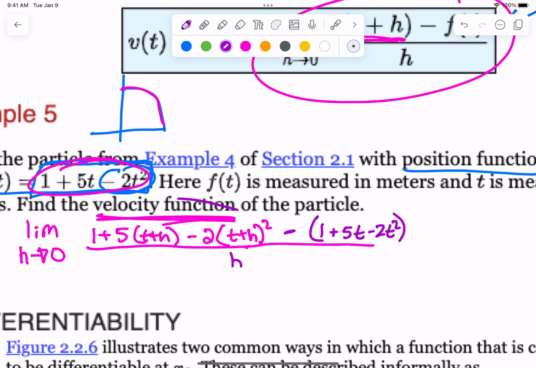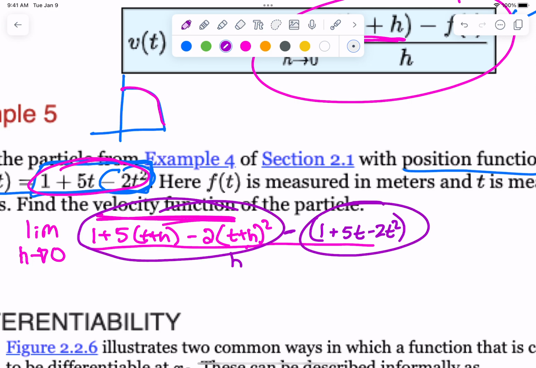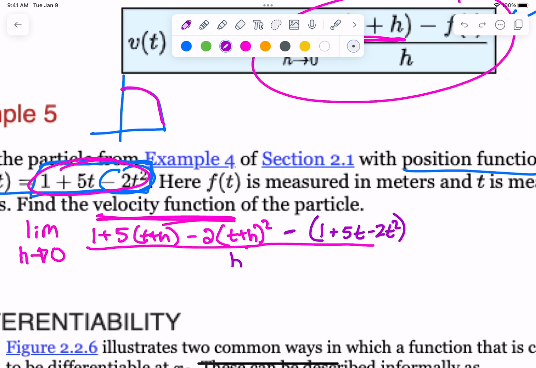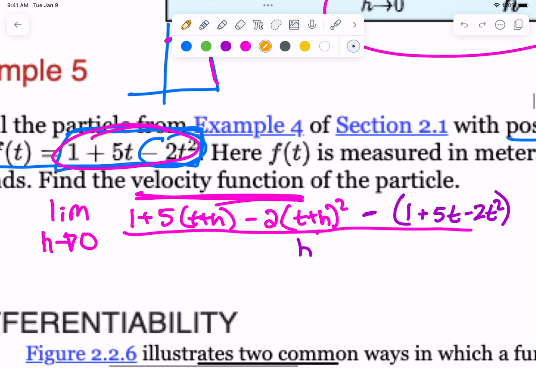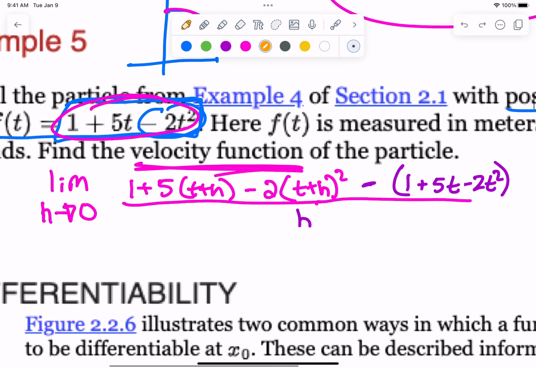So I have my two functions here, this guy and this guy. This one I've plugged in t plus h. This one I've just left alone, and it's the same function. Okay? And now we've got to do lots of simplifying. Boo. Why didn't we just have it as 1 plus 5t in the first place? We have the minus 2t squared. Yeah, this whole thing is right here. I didn't write that in there. There you go. Okay. All right, so let's do some simplifying.